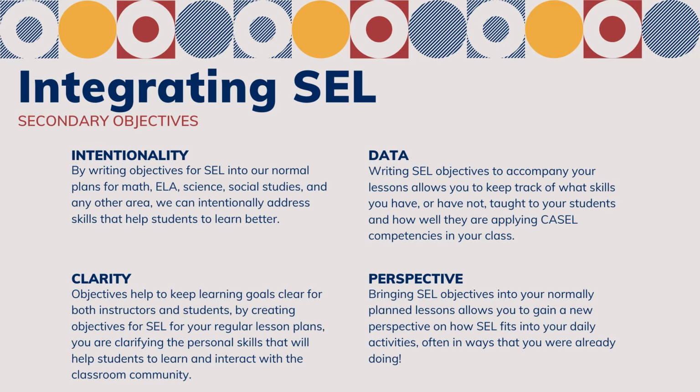This method also allows you to keep data for yourself so that you know what competencies and skills your students have practiced, what areas may need improvement, and track student progress in applying these skills. This is much simpler to do when you have information in the form of objectives of what skills you have already taught in the implicit method. Writing SEL objectives into your plans also allows you to be clear in your learning goals for your students. This clarifies the skills that students will need in order to be successful and helps to guide them in their understanding of how to learn effectively.